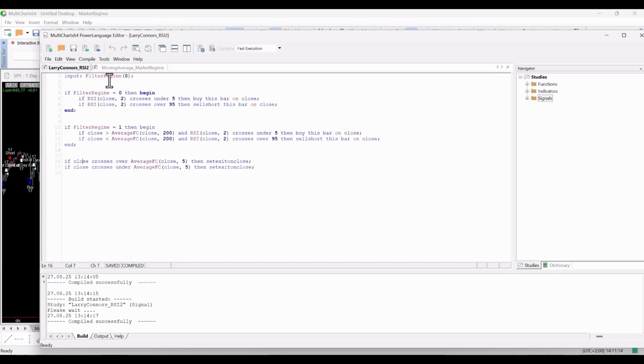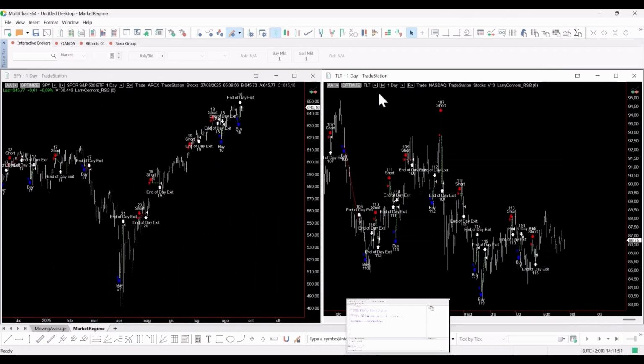Now, let's understand what happens when we vary the input from 0 to 1, and how that changes the behavior of the strategy by allowing it to trade only under certain market conditions. As you can see, if I set the input to 1, then I'll only take long trades when the close is above the 200-period moving average. And I'll only enter short trades when the close is below the 200-period moving average. Alright, let's go ahead and analyze the reports.